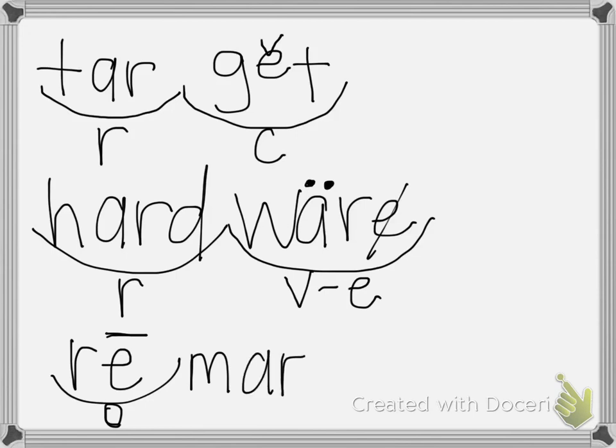K, k, k. At the end of a word is K. Okay? So that's our second syllable. What kind of syllable is that? R controlled. Sorry, I'm running out of room. R controlled. Good. Okay. And you won't put anything here.